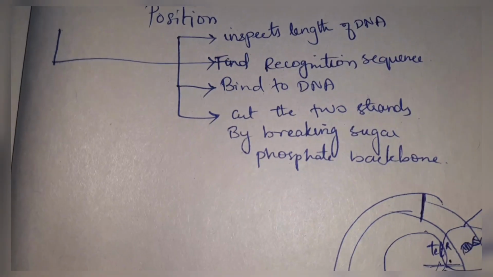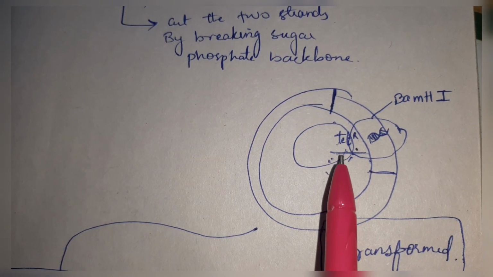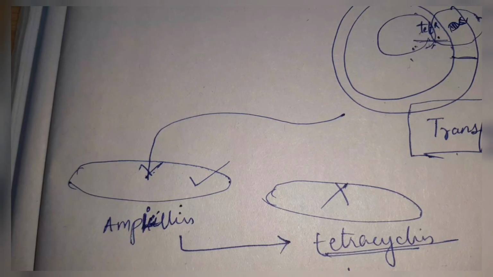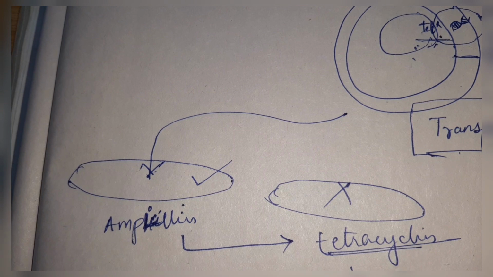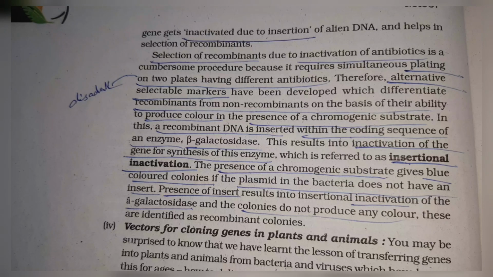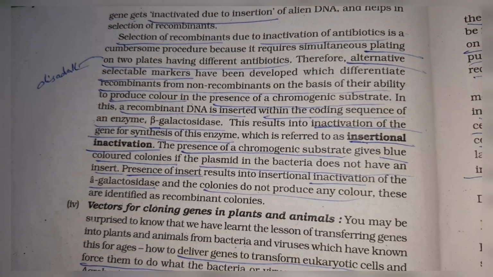In this case, when we have planted this foreign DNA in the tetracycline resistance gene, ampicillin was helping us, and the tetracycline got inactivated because the foreign DNA was implanted in it. Selection of recombinants due to insertional inactivation. Selection of recombinants due to inactivation of antibiotics is a cumbersome procedure because it requires simultaneous plating on the two plates having different antibiotics.